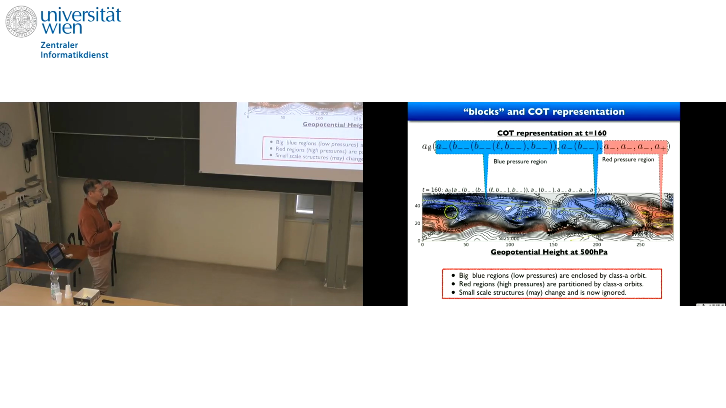The date is July or something. So here is a geopotential height. This is output of the COT representations. As you can see, the blue region is enclosed by a class A orbit, A minus, and this A minus. On the other hand, this red region is also partitioned by a class A orbit, which is given by A minus, A minus, A minus, A plus.